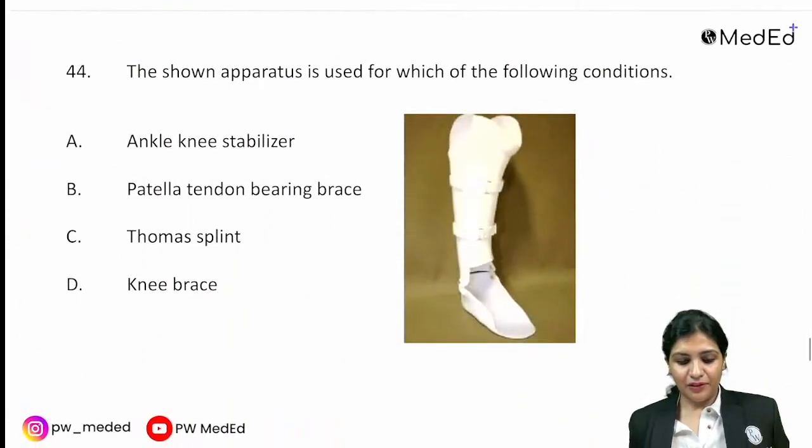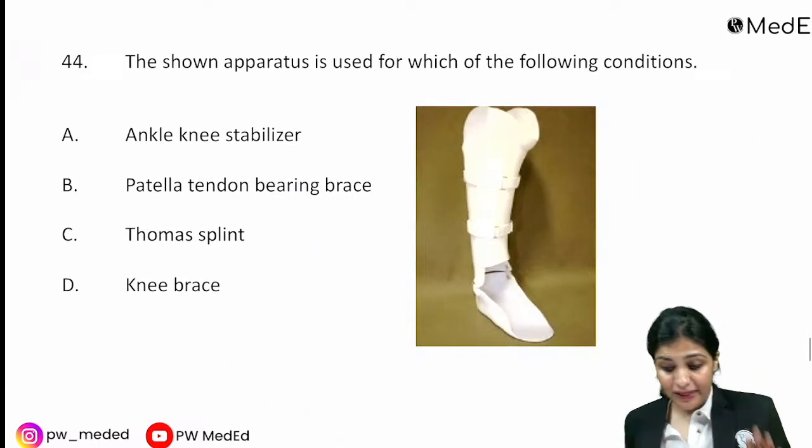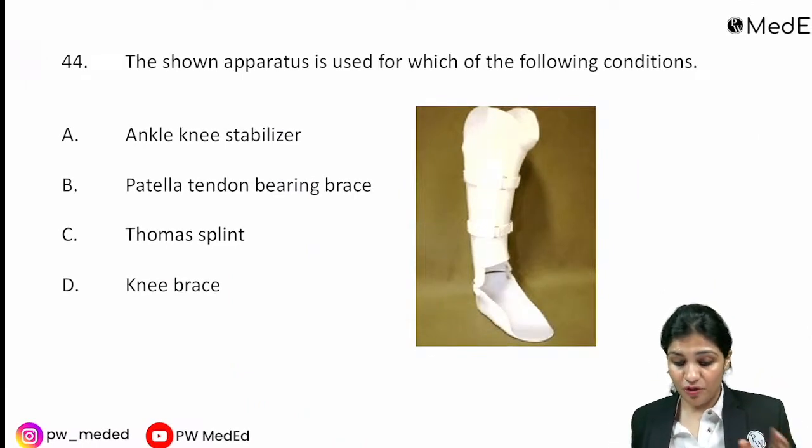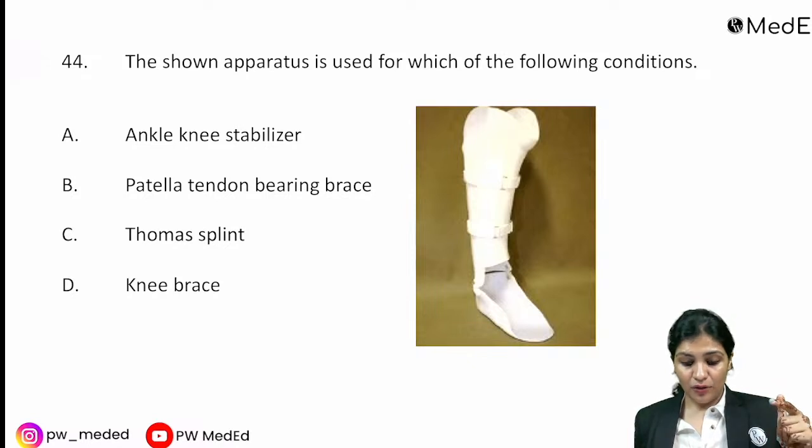So that is the answer for the question. And next, this is the apparatus which is shown, and this is used for which of the following condition, right? So it is used as a knee ankle stabilizer, or it is used as a patella tendon bearing brace, or a Thomas splint, or a knee brace.